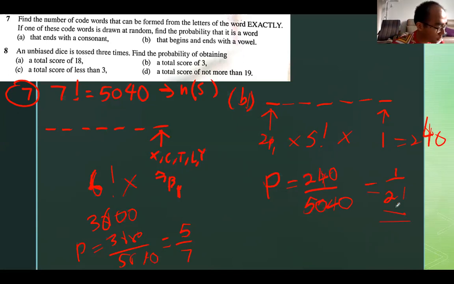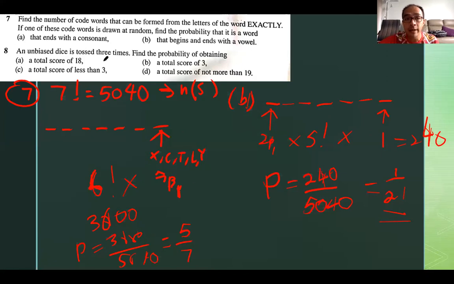Just double check. 240 divided by 5040. Yeah, 1/21. Okay, so this is an example of a question that uses both permutation and also probability. But the probability part actually is very little. All you have to know is just how many sample space, and then after that you use permutation to find out how many ways there are to form the event that you want.